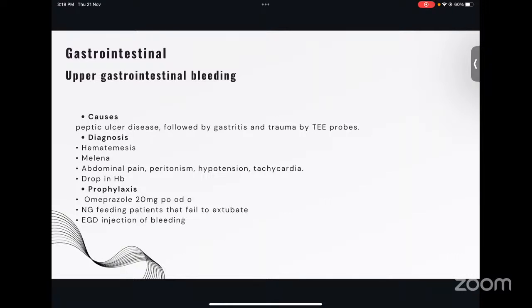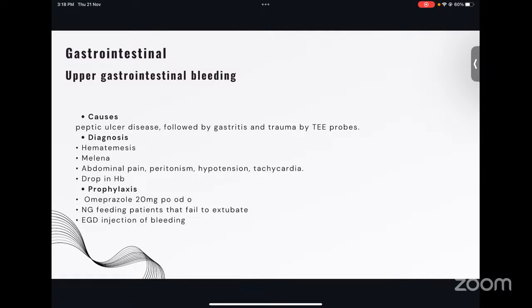Upper GI bleeding is most commonly caused by peptic ulcer disease and occasionally trauma to the esophagus or oropharynx from intubation with a nasogastric tube or transesophageal probe. Peptic ulceration risk after cardiac surgery is increased by stress of major surgery.